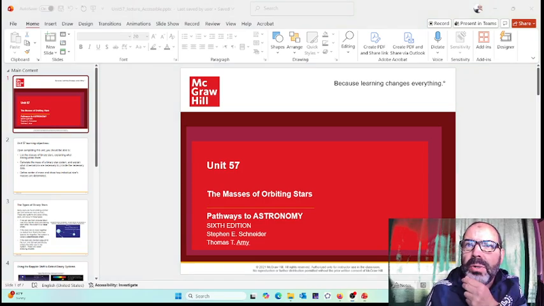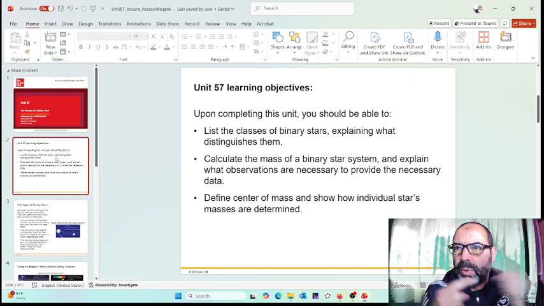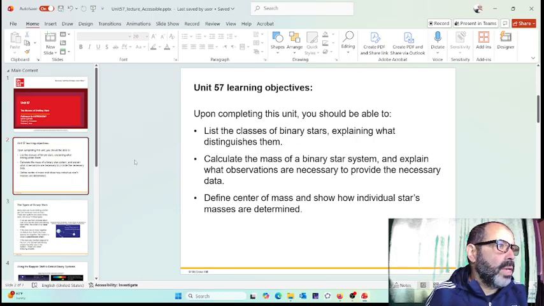In this unit we're going to talk specifically about some kinds of stars, namely the binary system of stars. This is usually when you have two stars next to one another. They orbit one another, so they are gravitationally bound to one another, okay? So that's what that means, okay?